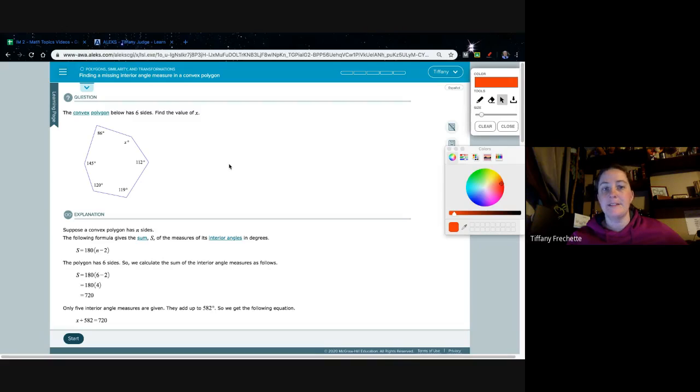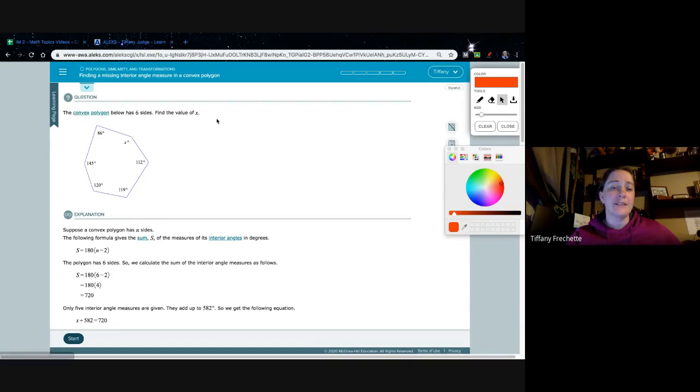Finding a missing interior angle measure in a convex polygon. So there's a couple of things there. First we need to know what all the angles are supposed to add up to, and that's what we'll go over with this equation. We've used this equation in another video already. And then also, what does convex mean?